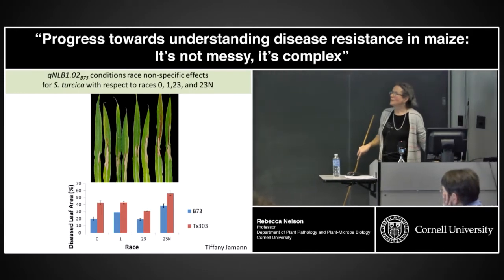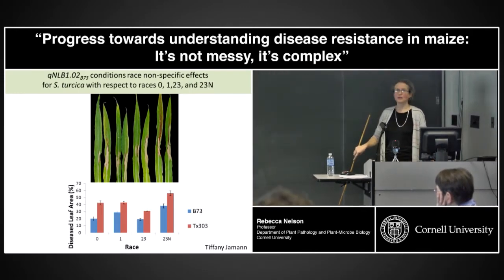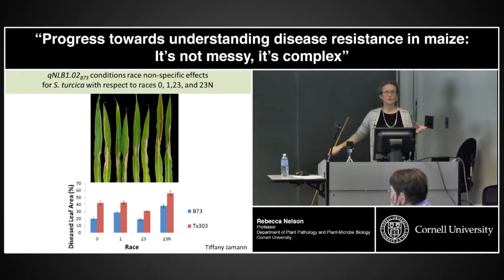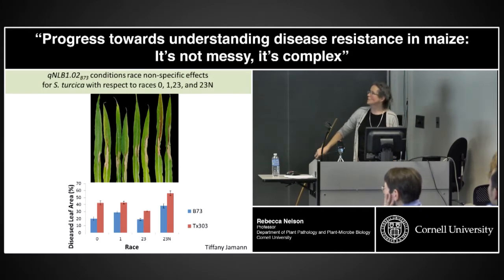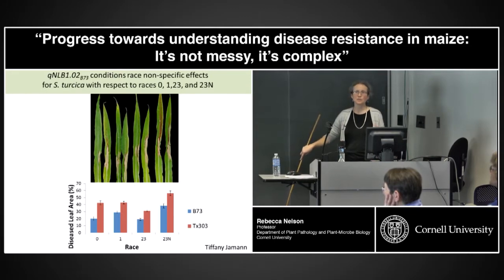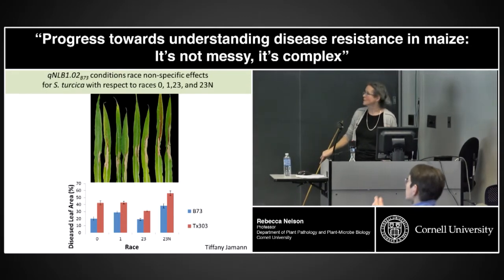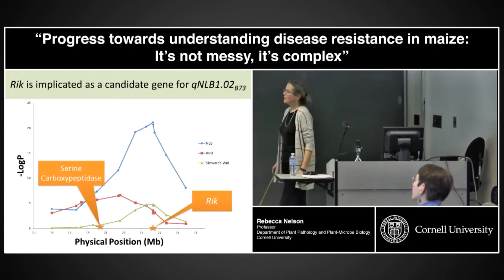So when Tiffany inoculated the isolines with four diverse races, four different isolates representing the different pathotypes or races, she was able to demonstrate that this resistance is race nonspecific, at least with respect to those four isolates representing those four races. And so she started fine mapping the locus.